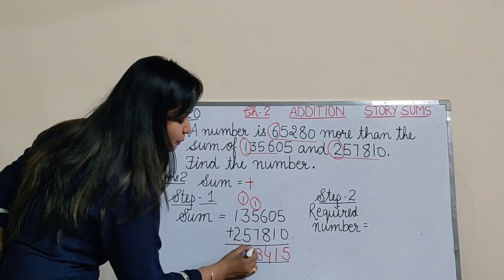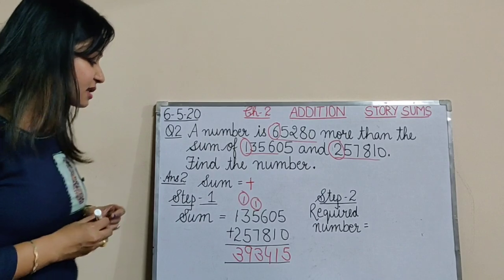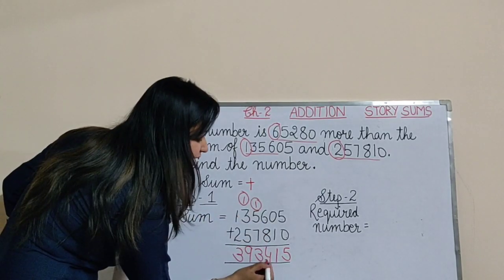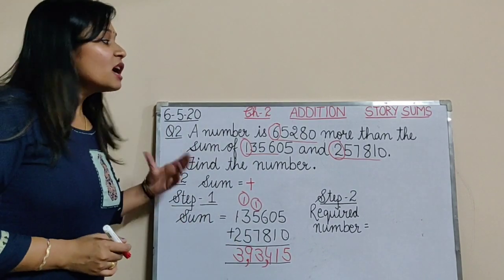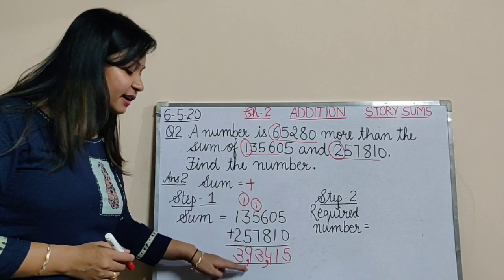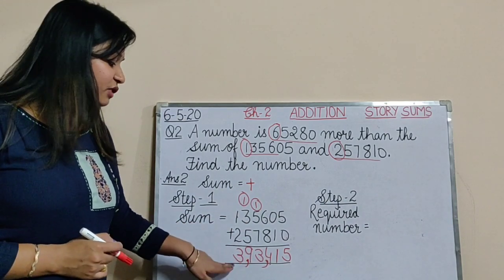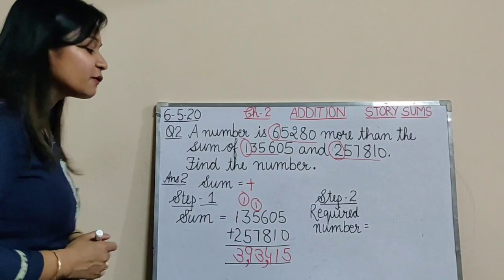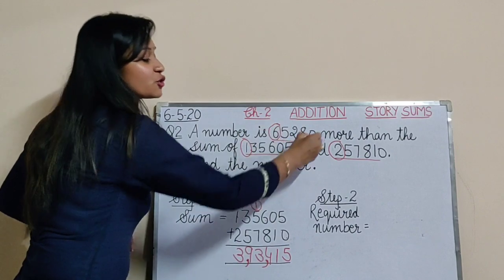1 plus 3 is 4. 4 plus 5 is 9. And 1 plus 2 is 3. So the answer here is 3,93,415. We have to do this sum in 2 steps. So in first step, we have added these two numbers. So my answer here came out to be 3,93,415. Now the number which we have to find is this much more.